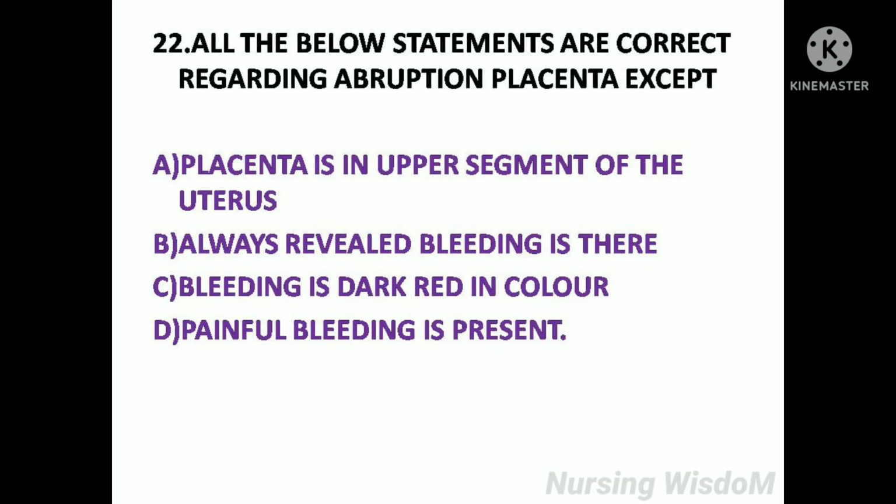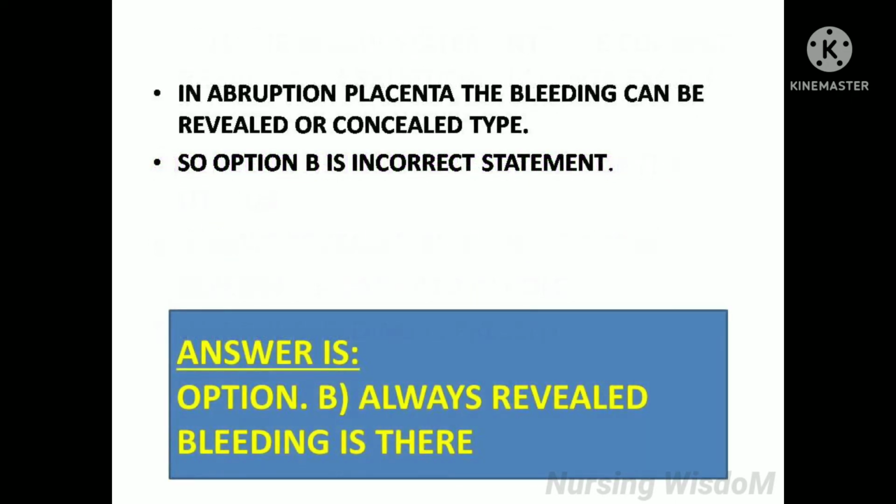Next question. All the below statements are correct regarding abruptio placentae except option A, placenta is in the upper segment of the uterus. Option B, always revealed bleeding is there. Option C, bleeding is dark red in color. Option D, painful bleeding is present. In abruptio placentae, the bleeding can be of revealed or concealed type. So option B is the incorrect statement. So here the answer is option B, always revealed bleeding is there.